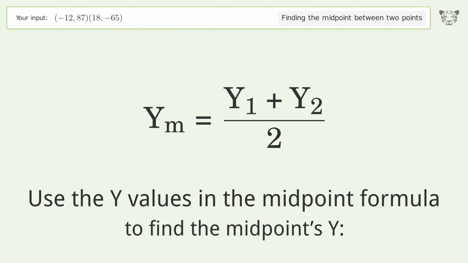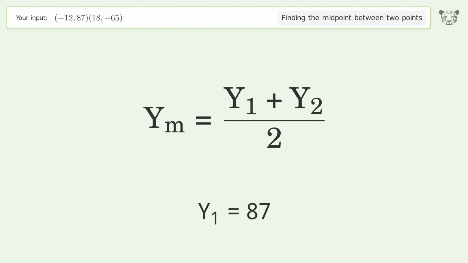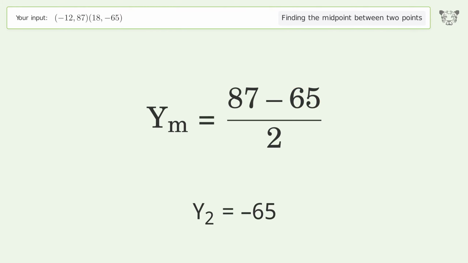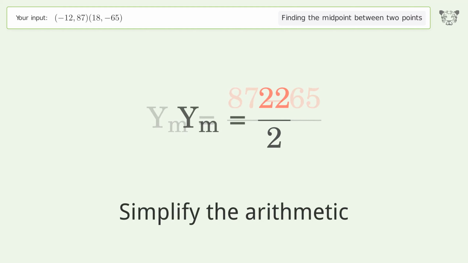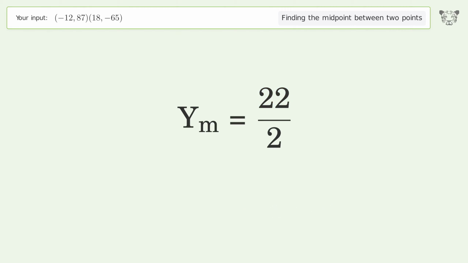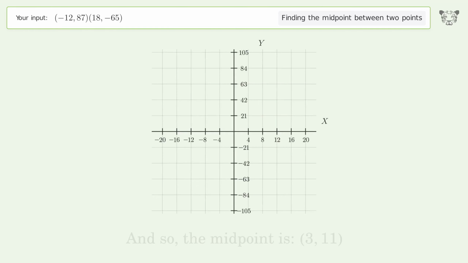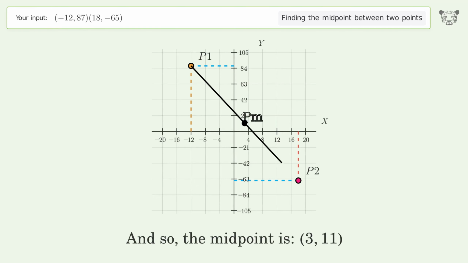Use the y values in the midpoint formula to find the midpoint's y. y1 equals 87. y2 equals -65. Simplify the arithmetic. And so, the midpoint is 3,11.